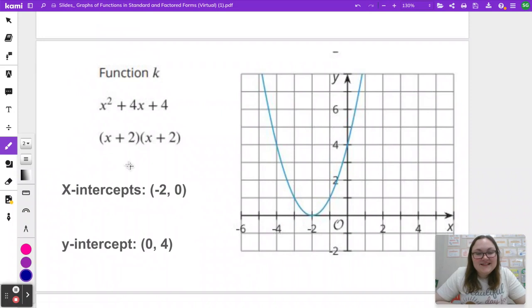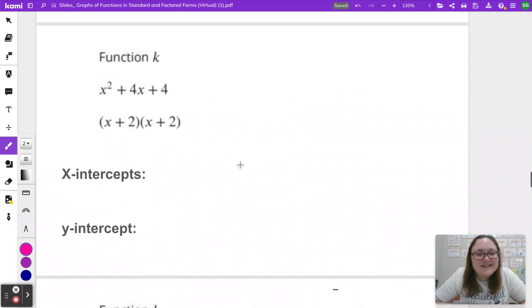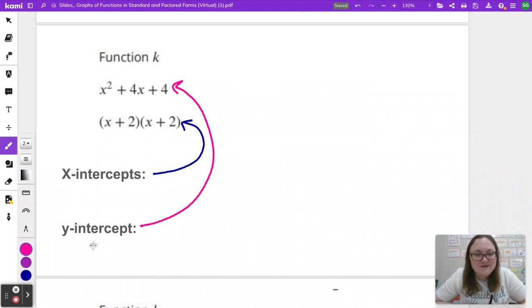Here are the answers. This time there is only one x-intercept and it is at -2. And then there is one y-intercept at the number 4. Congrats if you correctly predicted that. If you did not, let's talk about how you get those answers. For our x-intercept, we said we're using factored form, and for our y-intercept, we're using standard form. For the y-intercept, I'm looking at standard form for the constant. The constant is 4, so that is how we have a y-intercept at 4.